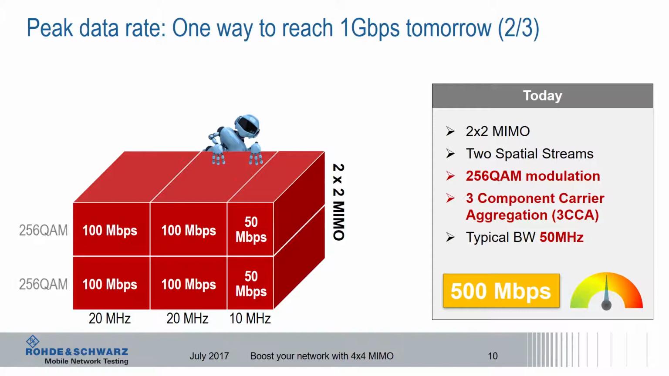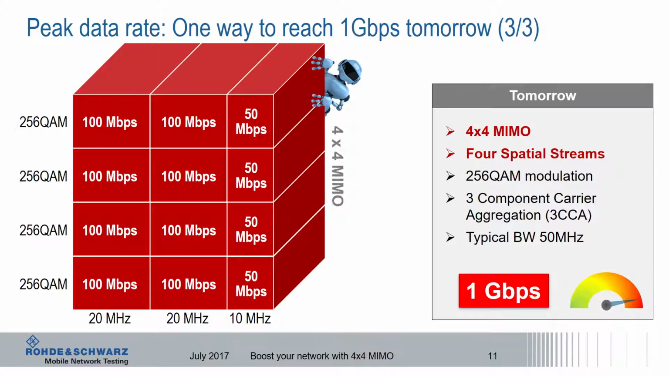2x2 MIMO means we have, again, 2 layers of tubes. So if we sum up the throughput of all 3 carriers using 256 QAM for 2 layers, 2x2 MIMO, you end up with a 500 megabit per second peak rate in this example. And we have to say that operators even measured similar peak data rates in this configuration. Of course, they had to take care about an empty network, best position in the cell, and so on and so on.